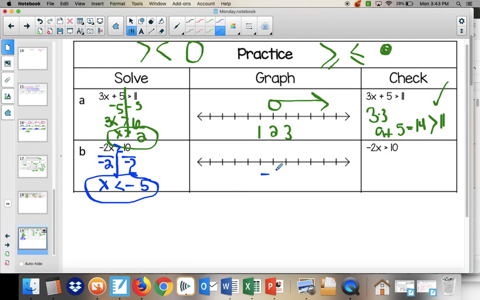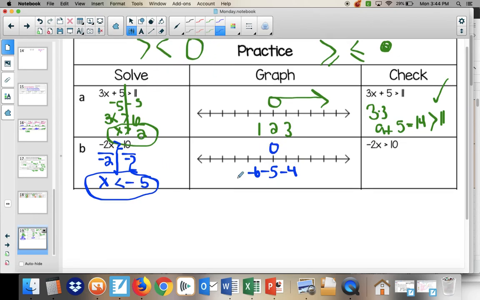So I'm going to go negative 5. 1 more than that to the right is negative 4. 1 less is negative 6. Again, it's that less than, so you go up here, open circle. Anything smaller, less than, goes to the left. So I'm going to pick a number that is on this left side. I'm going to go with negative 10.